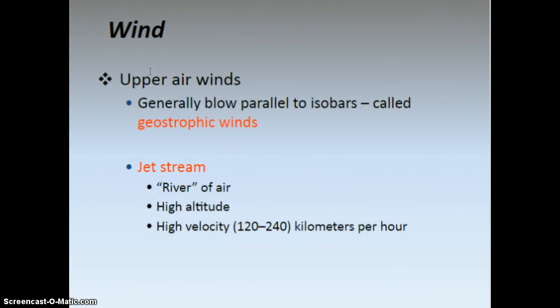So wind. Now we have to start identifying that there's a couple different locations of wind. We can talk about wind in the upper atmosphere, or we can talk about wind at the Earth's surface. Let's look at upper air winds first. These are called geostrophic winds.